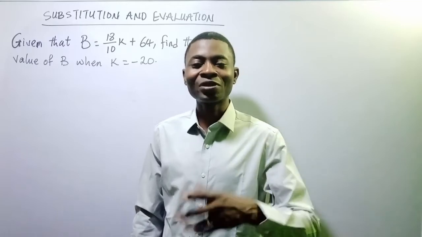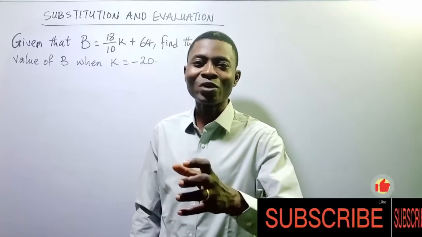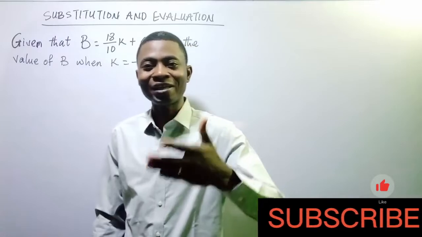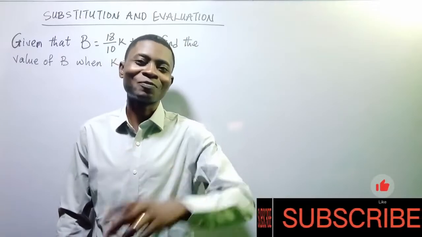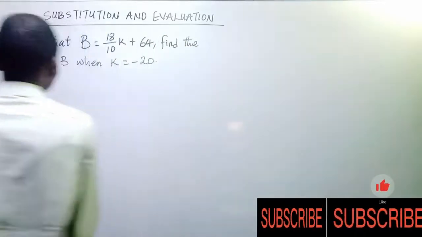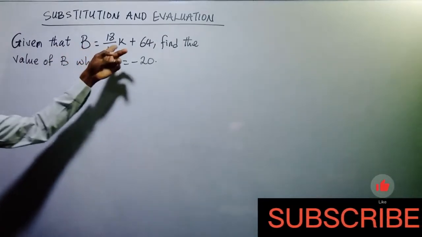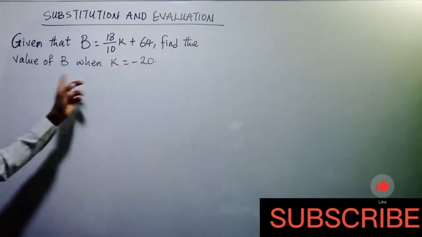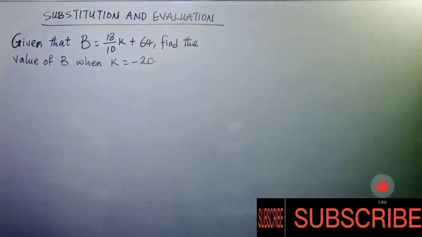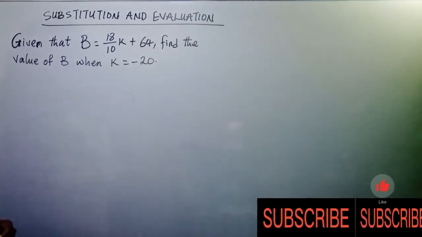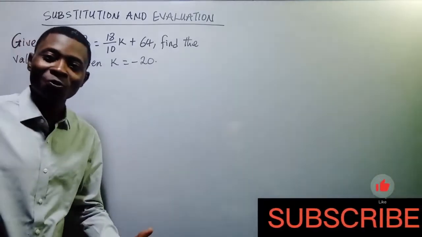Still under substitution and evaluation, we have one question here that we used to explain or show how simple mathematics is. Now the question says, given that b is equals to 18 over 10k plus 64, find the value of b when k is equals to minus 20.